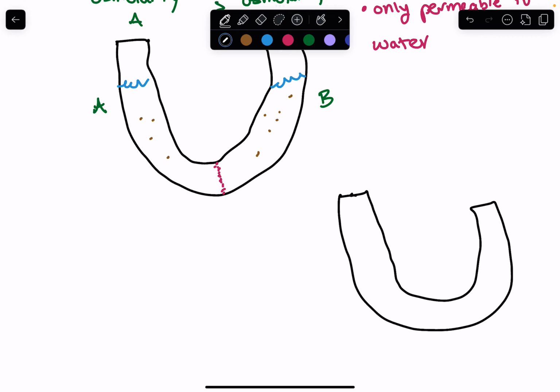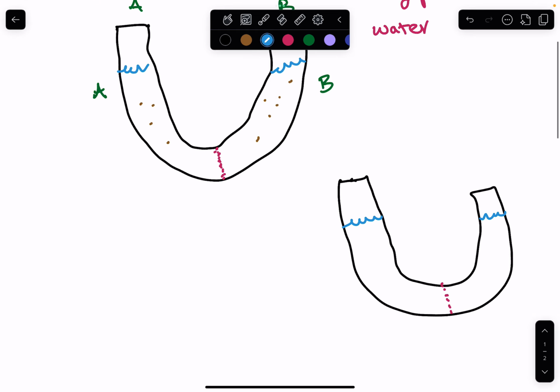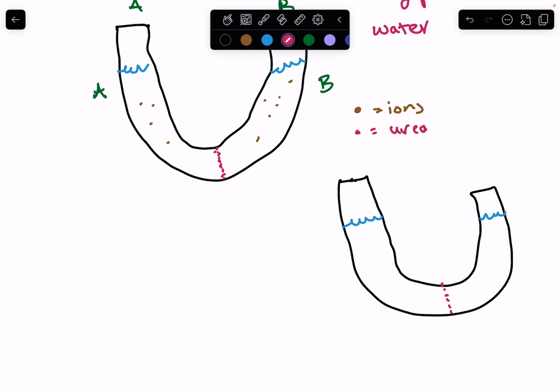like this, and we can put another membrane in the middle. We can put some more water in the middle, like that. And let's say that this membrane is permeable, and we're going to say that these are ions, and then we're going to say that this is urea molecules, right?